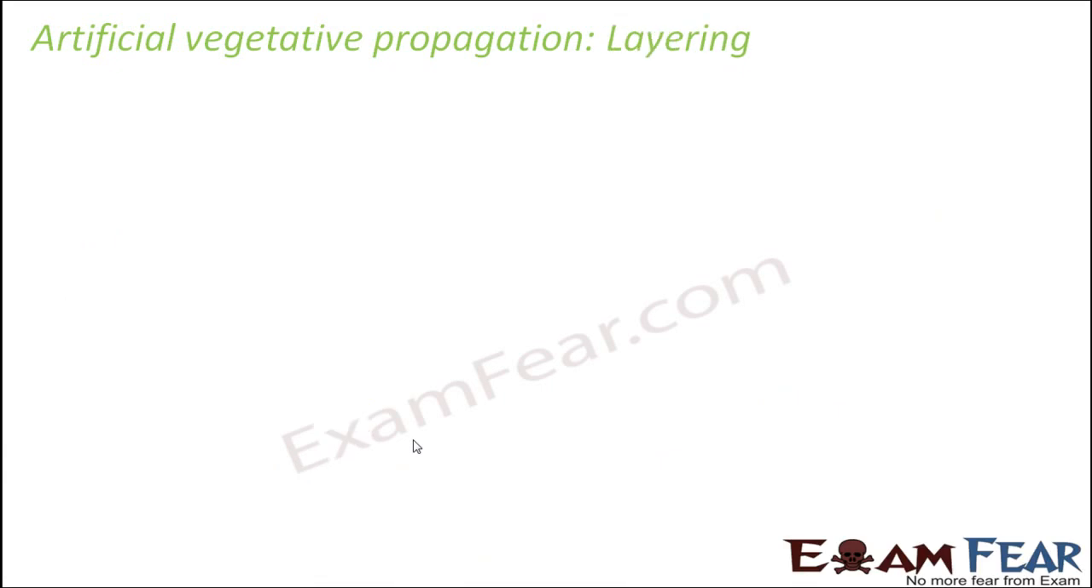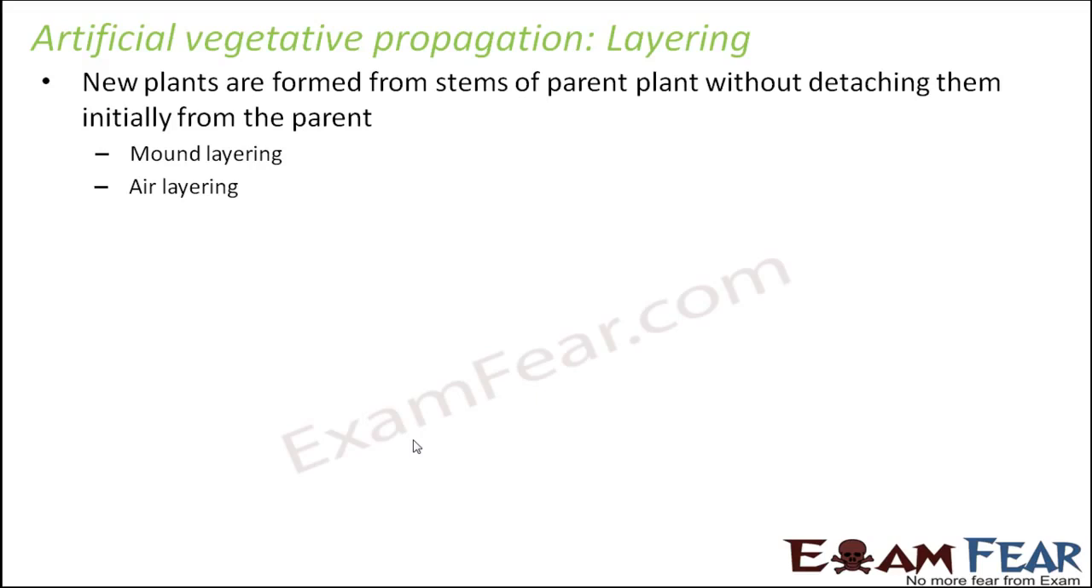The next technique is layering. So what happens in layering? Here new plants are formed from stems of the parent plant without detaching them initially from the parent. So now how do we do this layering? New plants are formed from the stems of the plant, but we do not detach them from the parent plant initially. We keep them attached to the parent plant.